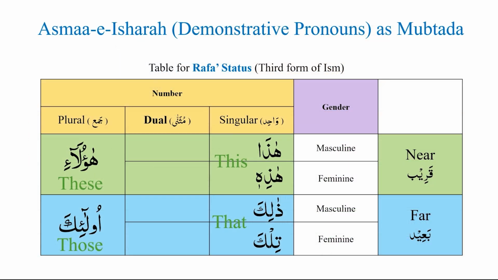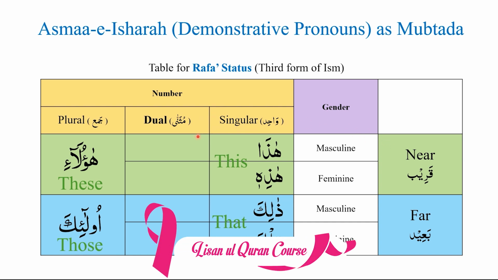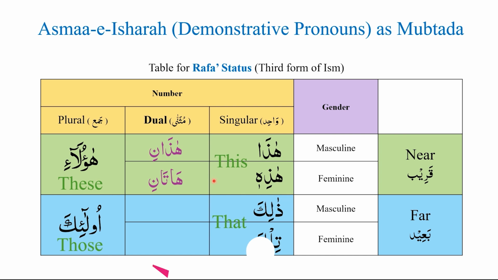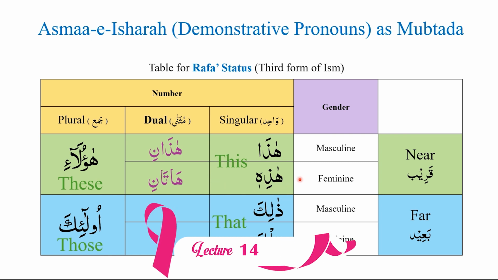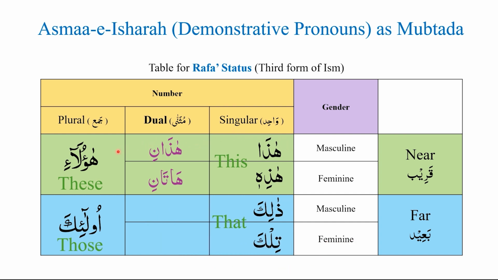We will return to our table for asma ishara or demonstrative pronouns in the rafa status. We will now study asma ishara in the dual form. For near demonstration, we have hazani, which will be used for masculine, and hatani, which will be used for feminine. So our table will be as follows: haza, hazani, haulai, hazihi, hatani, haulai.